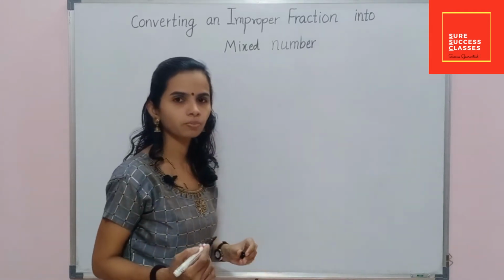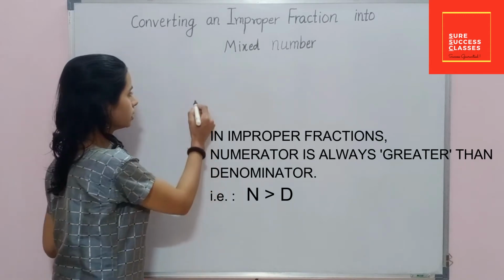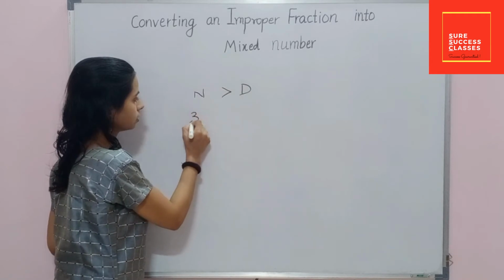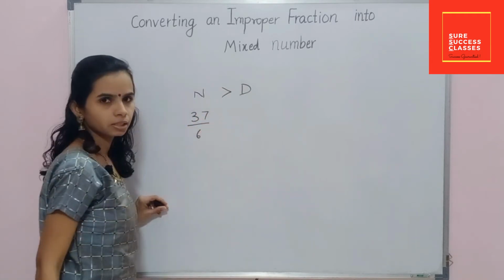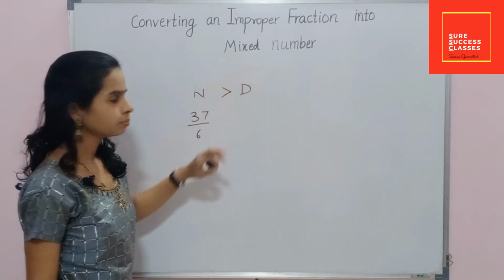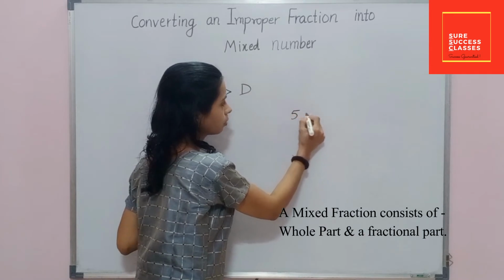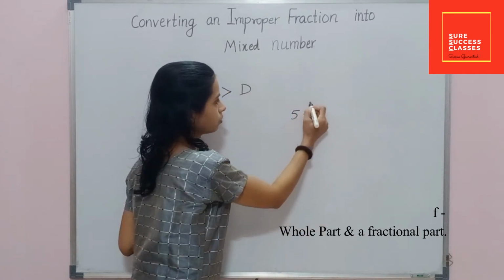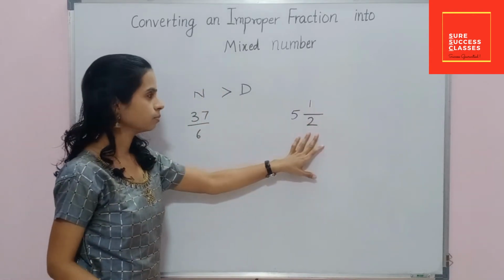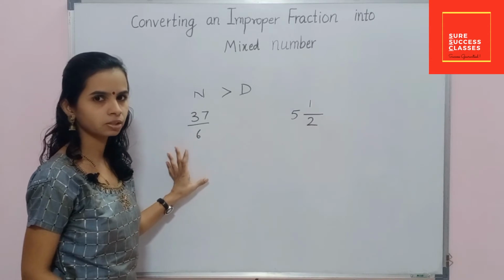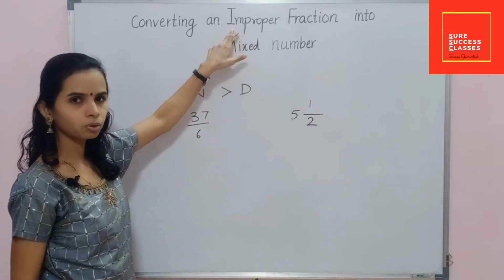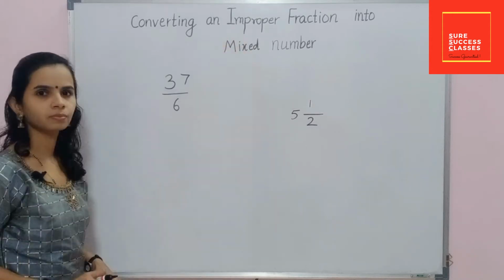We know improper fractions have numerator greater than the denominator. Means, for example, 37 by 6. Here numerator is greater than the denominator. And mixed number means which have whole part and fractional part. 5 whole part is 5 and 1 by 2. This is mixed number and this is improper fraction. So let us start to learn how to convert improper fraction into mixed number.